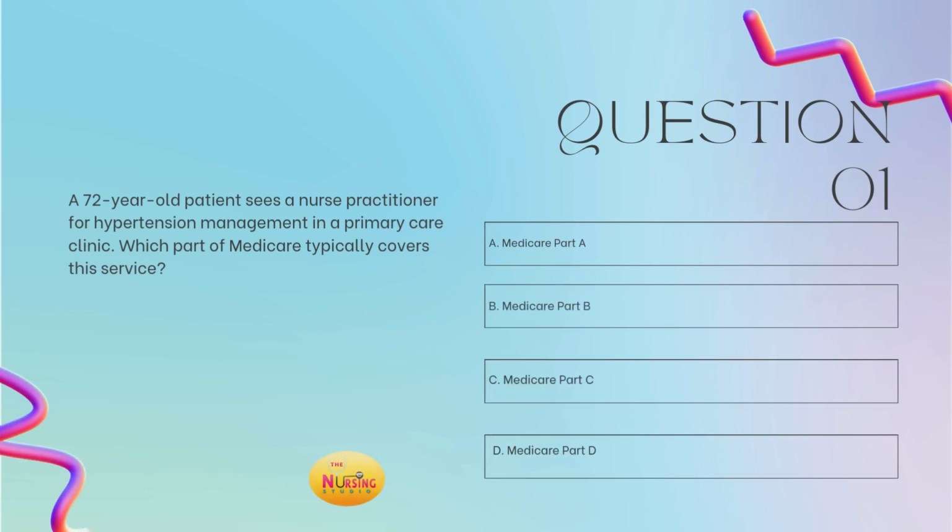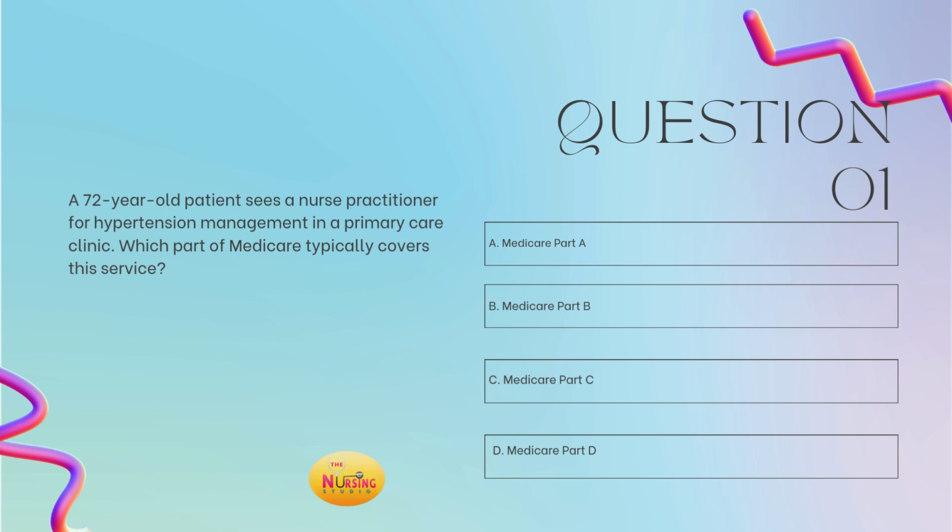Question number one states a 72-year-old patient sees a nurse practitioner for hypertension management in a primary care clinic. Which part of Medicare typically covers this service? Is it Medicare A? Is it Medicare Part B? Is it Medicare Part C? Or is it Medicare Part D? Take a moment and tell me what you got in the comments, y'all.